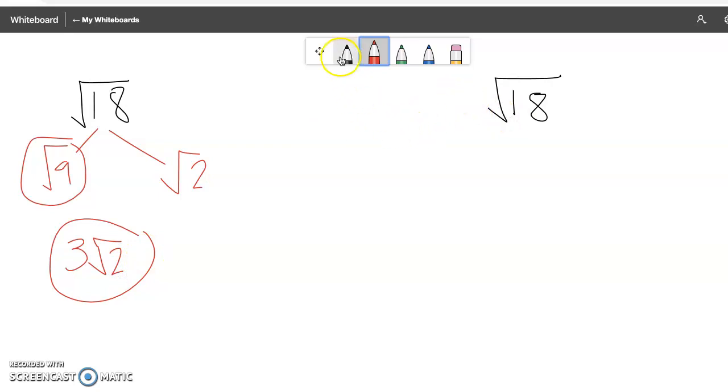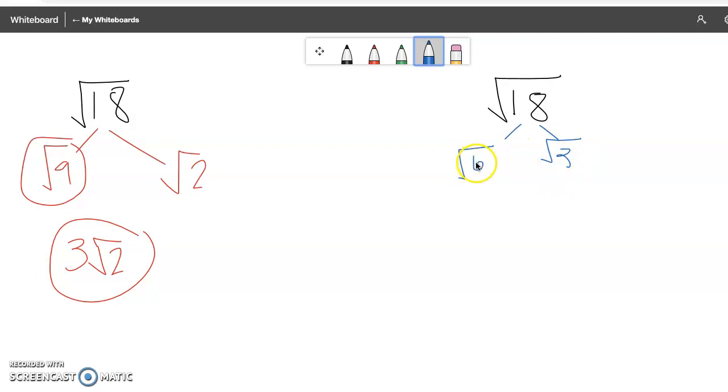On the right side, let's say you didn't think of any perfect squares, but you knew that 6 and 3 were each factors of 18. So you wrote down the square root of 3 times the square root of 6 is equal to the square root of 18. 3 is a prime number, so we don't want to worry about breaking this down any further, and we also know it's not a perfect square.